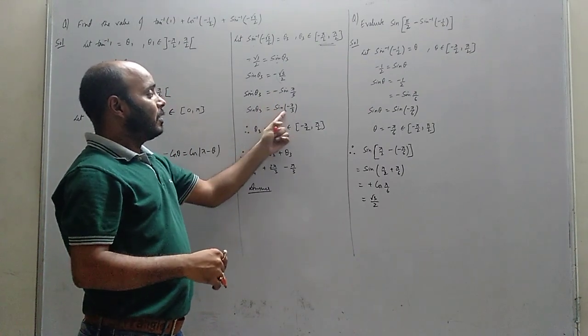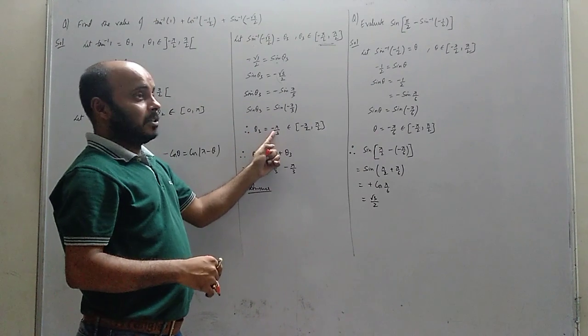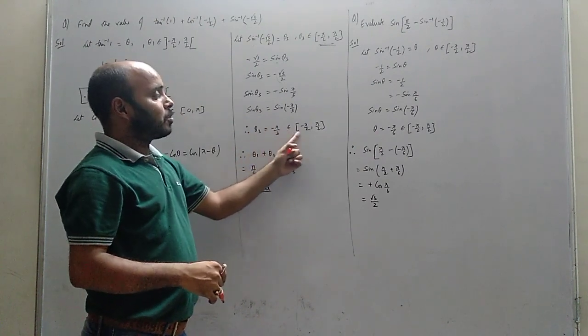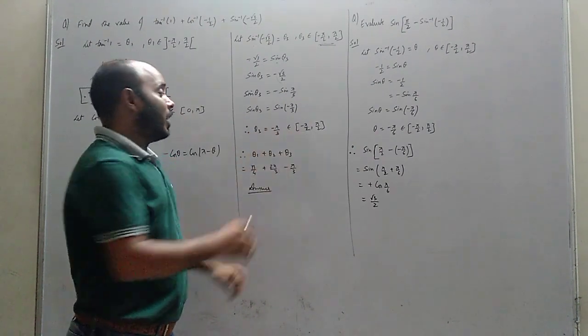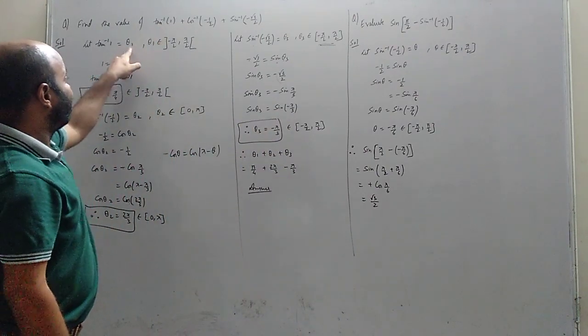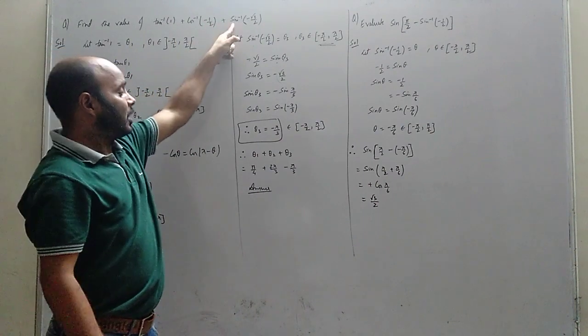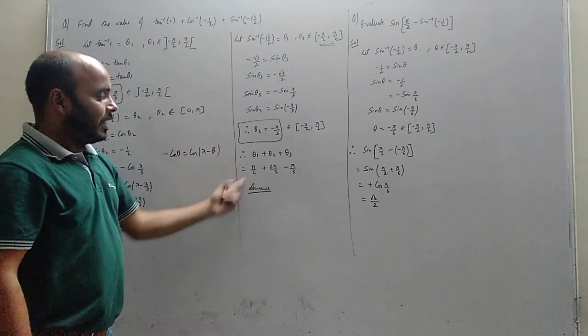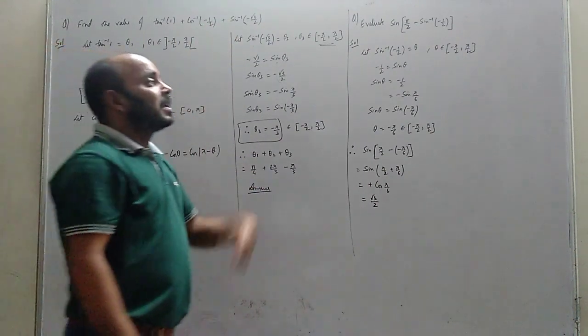Now we can compare. So what is theta 3? Minus pi by 3. And yes, minus pi by 3 belongs to this range. So we got theta 3 also. So what is the question? Theta 1 plus theta 2 plus theta 3. That addition you can do on your own. Okay. Next type of sum.